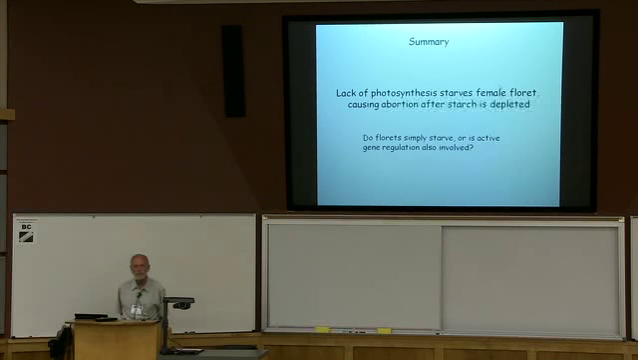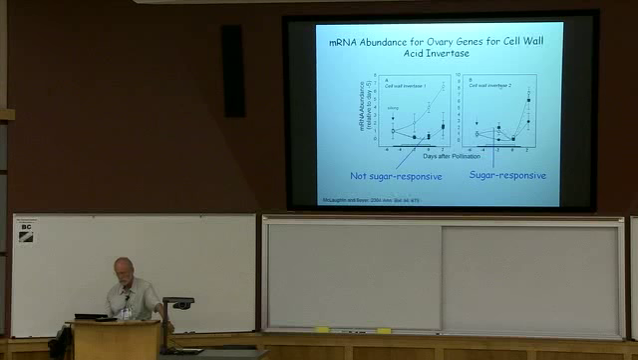Do the florets simply starve, or is there active gene regulation involved in this process? And now what I'd like to do is to turn to the gene regulation that is going on at the same time. As I mentioned, hundreds of genes are being changed at this time. Our problem is to find which ones are controlling this abortion phenotype. The phenotype is very obvious in this particular experimental system.